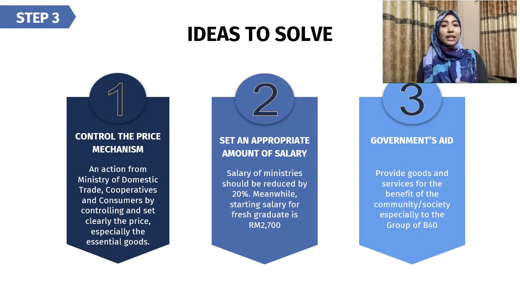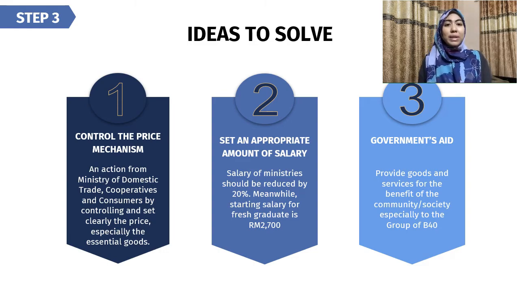Secondly, set an appropriate amount of salary. We want to emphasize that the salary of ministries should be reduced by 20%, and the 20% can be channeled to the B40 group. Another thing is, fresh graduate students need to be paid by the company starting from 2,700 Malaysian ringgit to live comfortably in the city area, and by doing that, they can afford all the necessities needed such as food, clothing, and shelter.